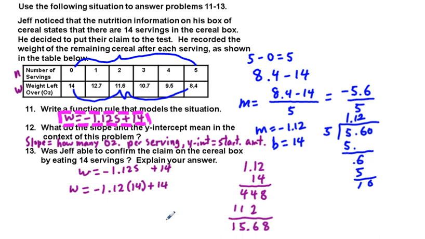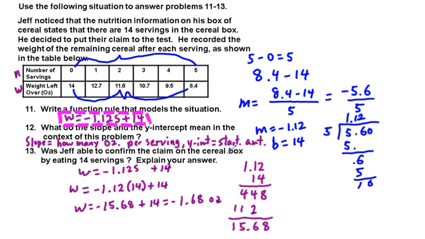So what do we have here? We have negative 15.68 plus 14. What is that going to be? That's going to be negative 1.68 ounces.